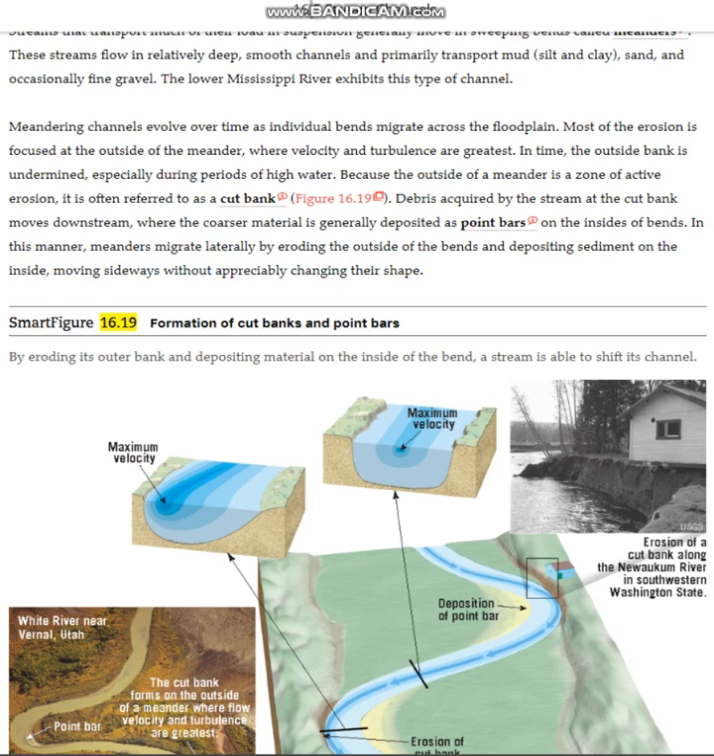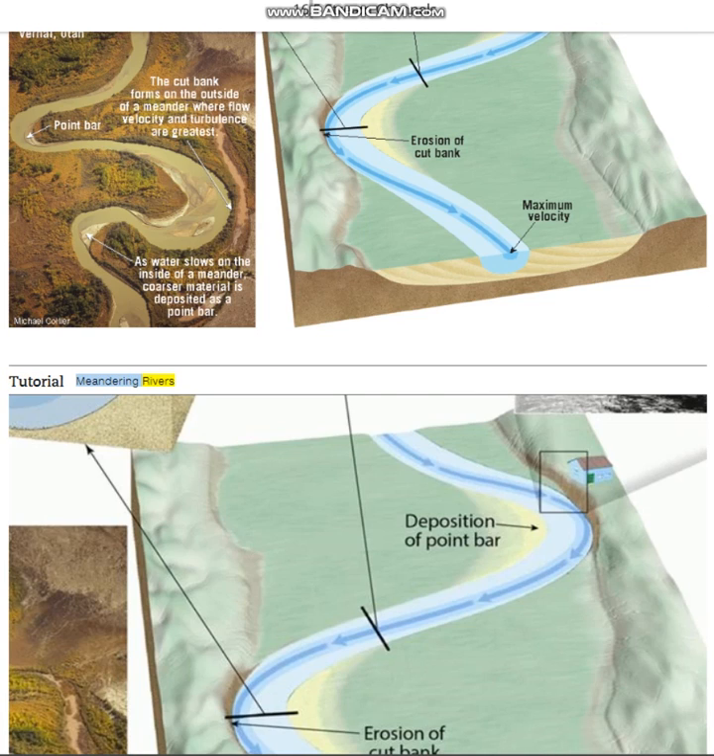Smart figure 16.19. Formation of cut banks and point bars. By eroding its outer bank and depositing material on the inside of the bend, a stream is able to shift its channel. Tutorial. Meandering rivers.